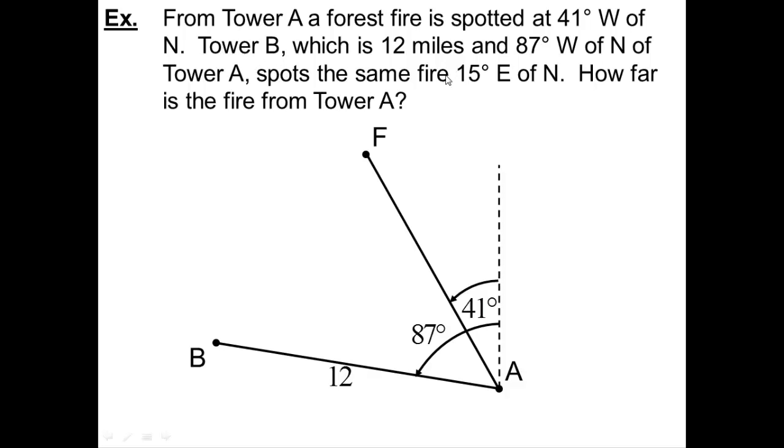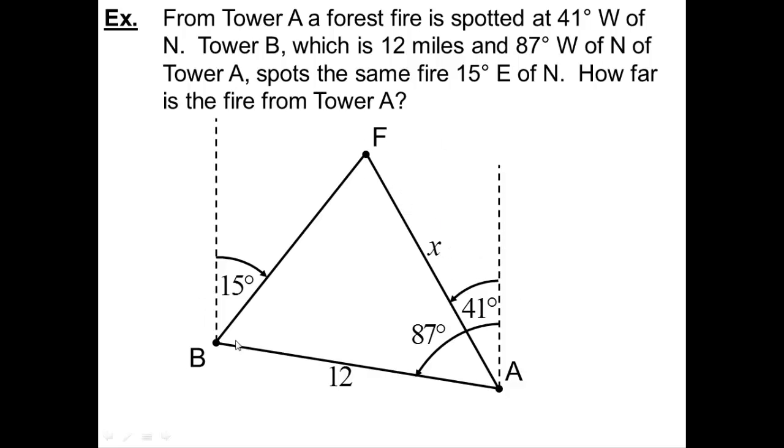Tower B spots the same fire 15 degrees east of north. So here's Tower B spotting the same fire. Here's my due north line, and I want 15 degrees east of north. And how far is the fire from Tower A? That means we're looking from A to the fire. We're looking for this side right here.